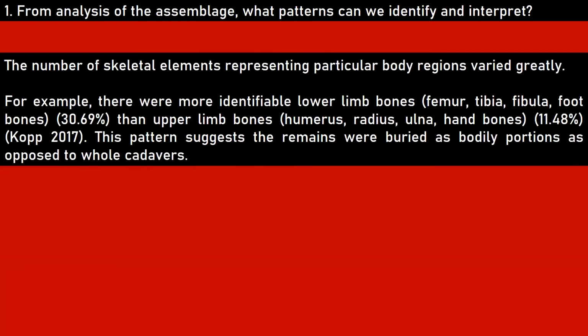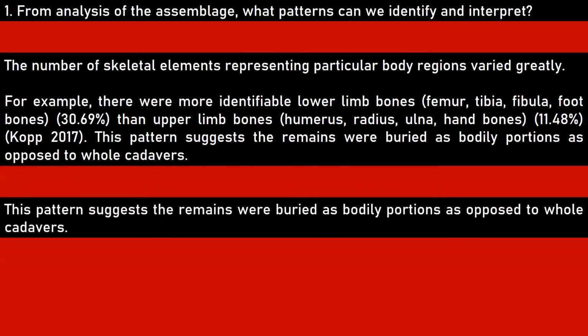Another thing we noticed in the data was that the number of skeletal elements representing particular body regions varied greatly. For example, there were more identifiable lower limb bones, accounting for approximately 31% of the assemblage, than there were of upper limb bones, which accounted for about 11% of the assemblage. This type of pattern suggests that the remains were buried as bodily portions as opposed to whole cadavers, which is where the documentation of the University of Utah School of Medicine becomes interesting.